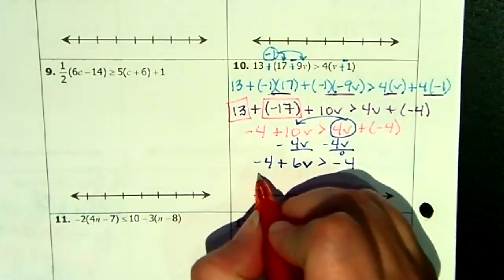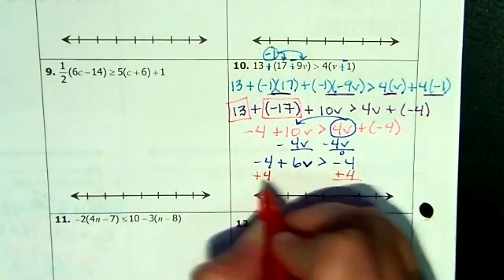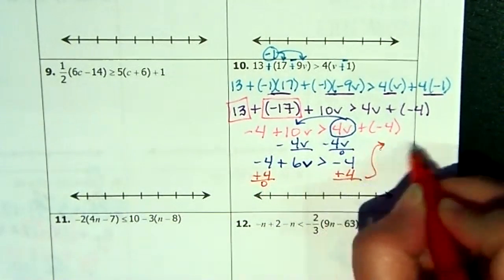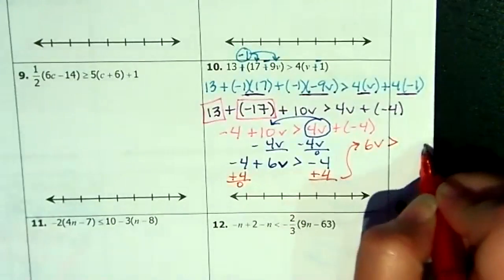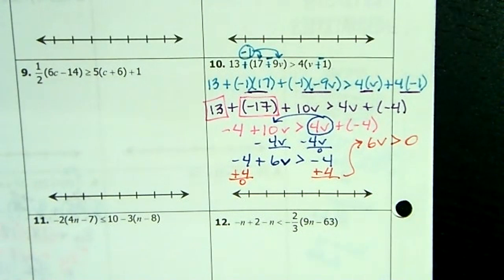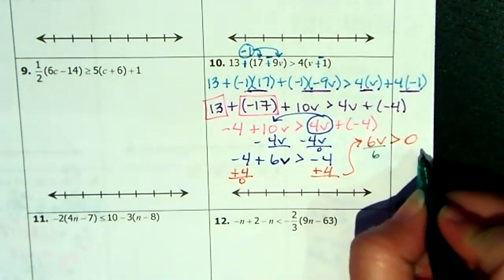And now I continue solving. Add 4 to both sides. This equals 0, and I have 6v is greater than 0. It's okay to have a 0 answer. Remember that. Next step, divide by 6.